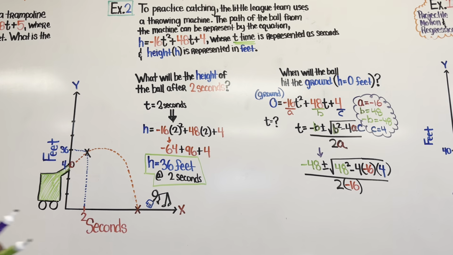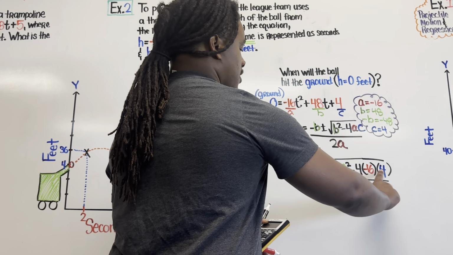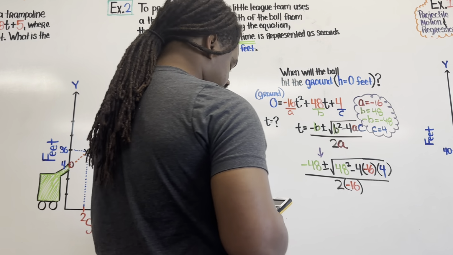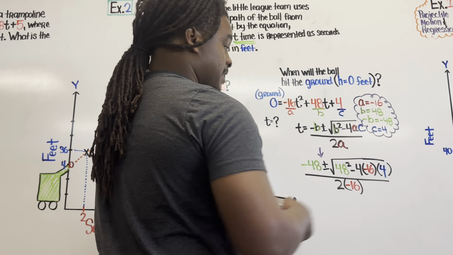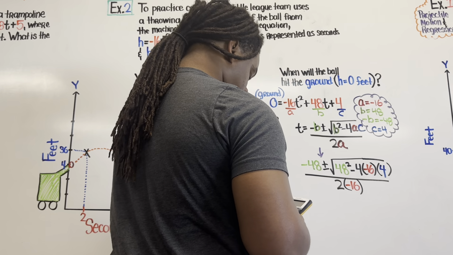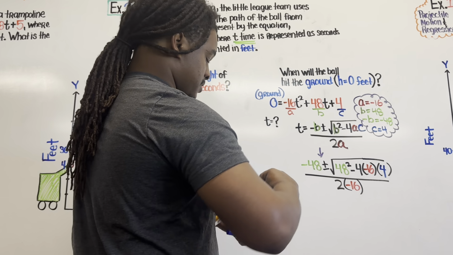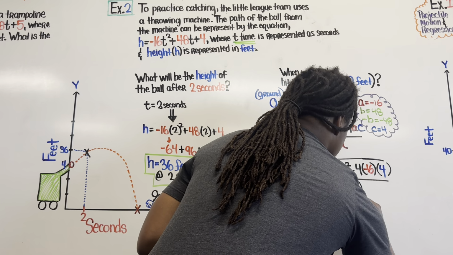Okay, so ladies and gentlemen, we have successfully plugged our values into the quadratic formula. Now all we have to do, guys, is solve. And first I'm going to solve the inside, okay? So if you do 48 squared minus 4 times negative 16 times 4, all of that equals 2,560, okay?